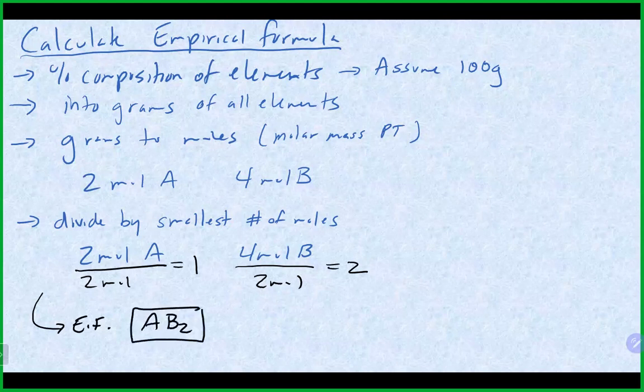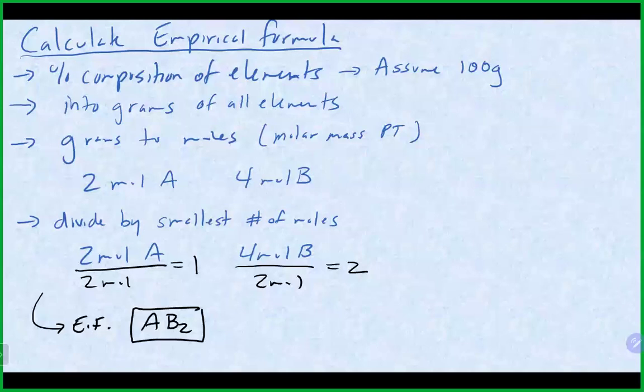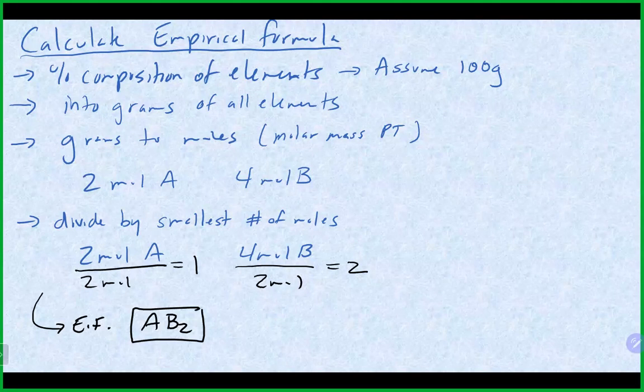So you want to get whatever they give you into grams. You then want to convert those grams to moles of each element. You want to divide all the element moles by the smallest number of moles. And if you hit a whole number for everybody, that would be your empirical formula. Any questions on it?